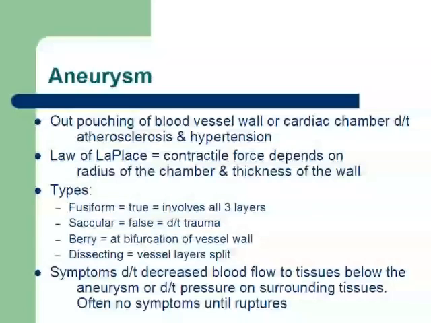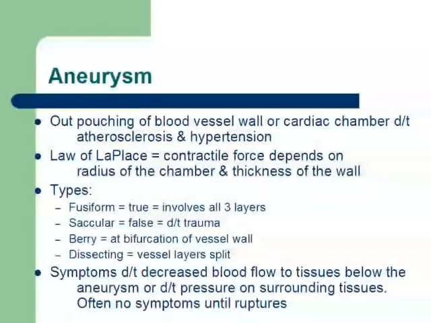Symptoms are due to a decrease in blood flow to the tissues below the area of the aneurysm, or due to pressure on the surrounding tissues, but oftentimes there are no symptoms until it ruptures. They could include hair loss, cooler extremities, a decrease in pulse strength distal to the aneurysm. Symptoms are those of arterial insufficiency. Not enough arterial blood is getting there.